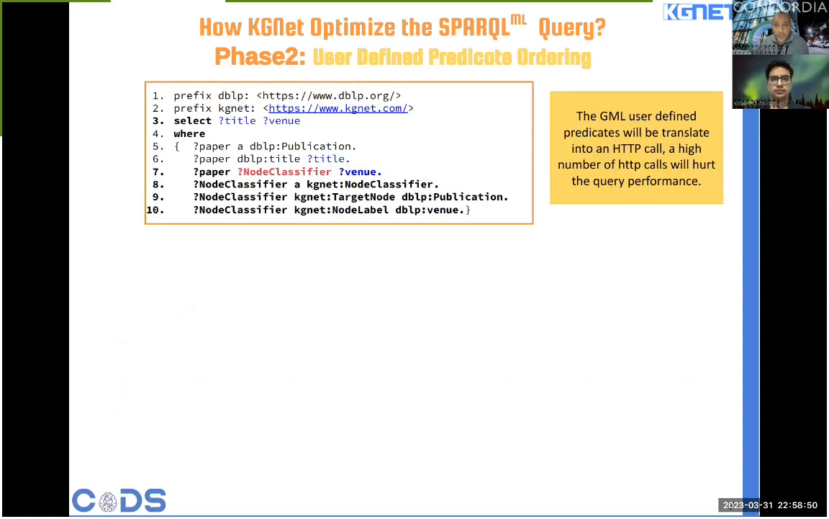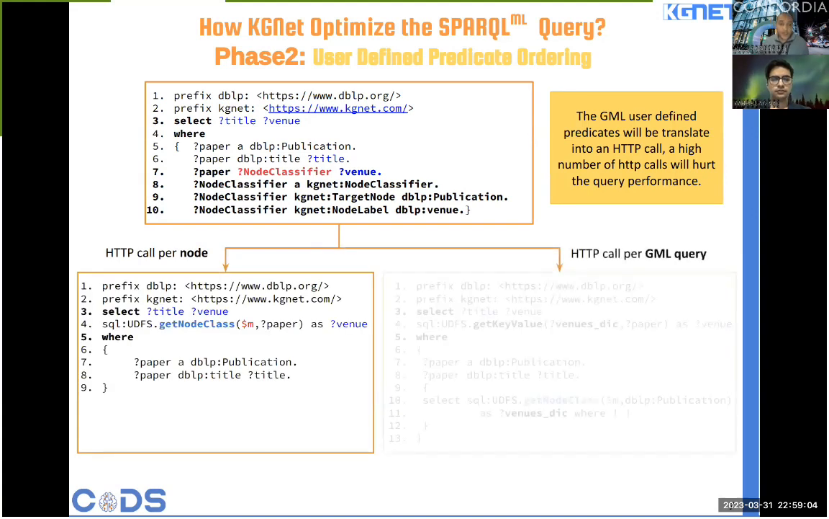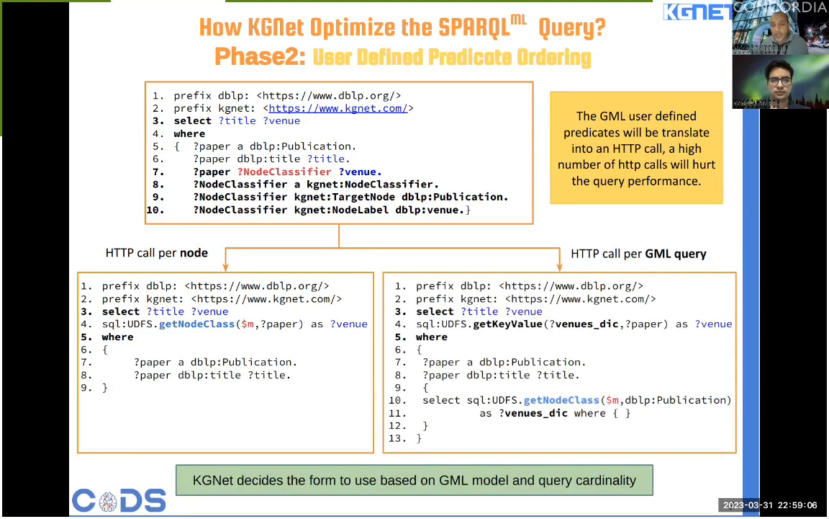The second phase is user-defined predicate ordering. As we see, the graph machine learning user-defined predicates will be translated into HTTP calls. A higher number of HTTP calls will hurt the query performance. The first formalization we have is an HTTP call per node, and the second one is an HTTP call per GML query. KGNet decides which form to use based on the graph machine learning model and the query cardinalities.